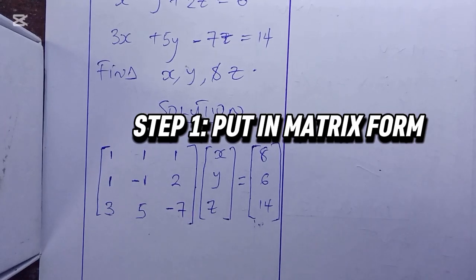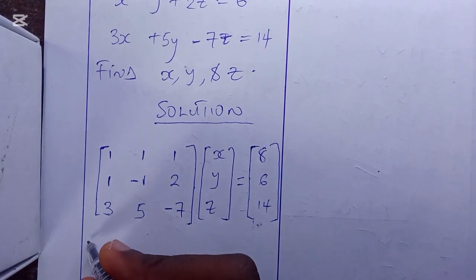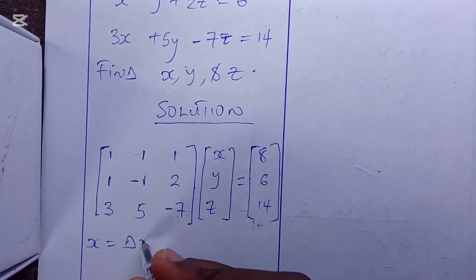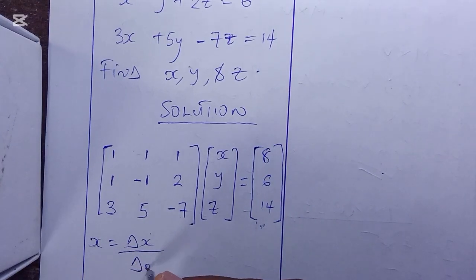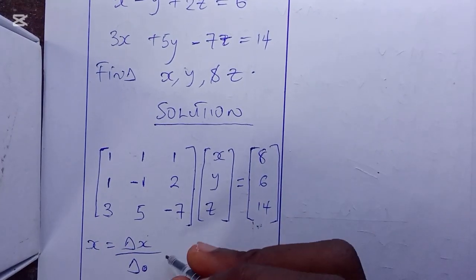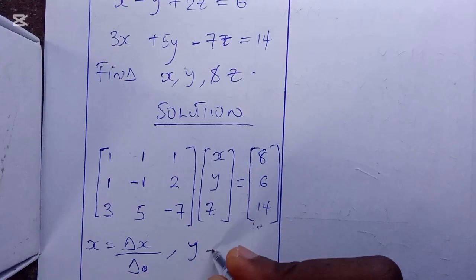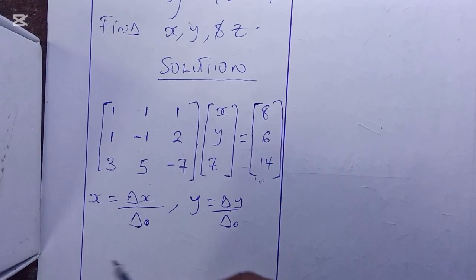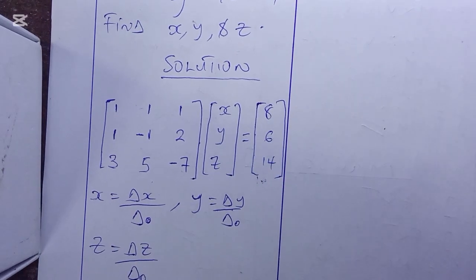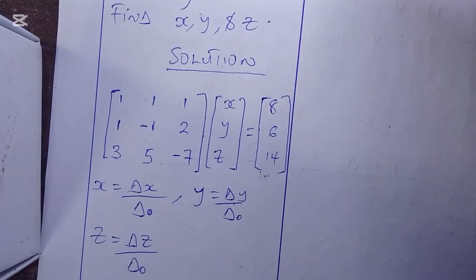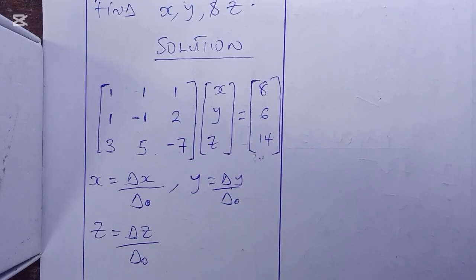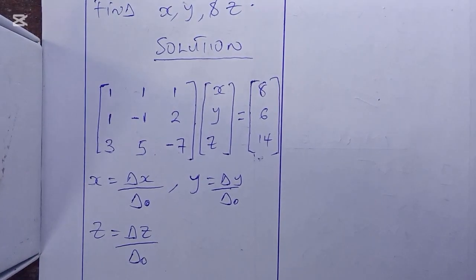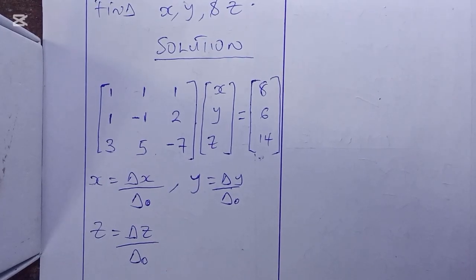Now, to get x is change in x over change naught, your y, the same thing, and your z equals to. These are your formulas to get your x, y, and your z using Cramer's rule. But there's a problem. We don't have change in x, we don't have change in y, we don't have change in z, and we don't have change in naught. Now let's find them together.